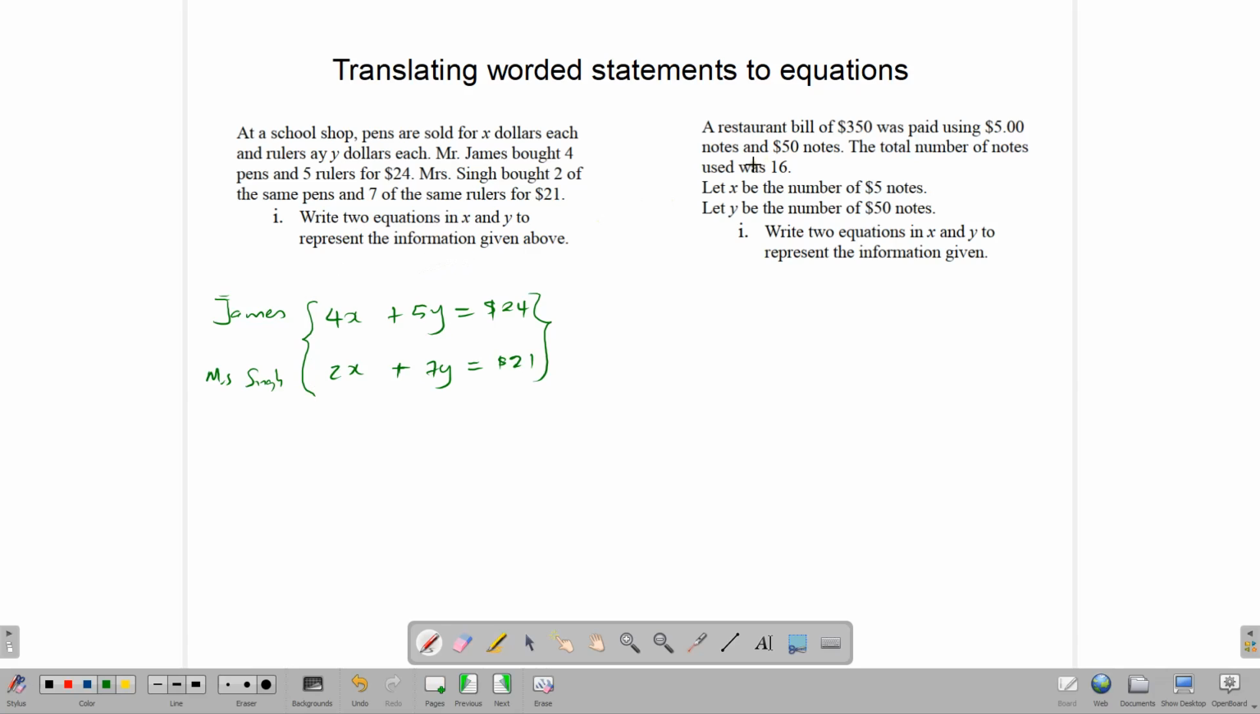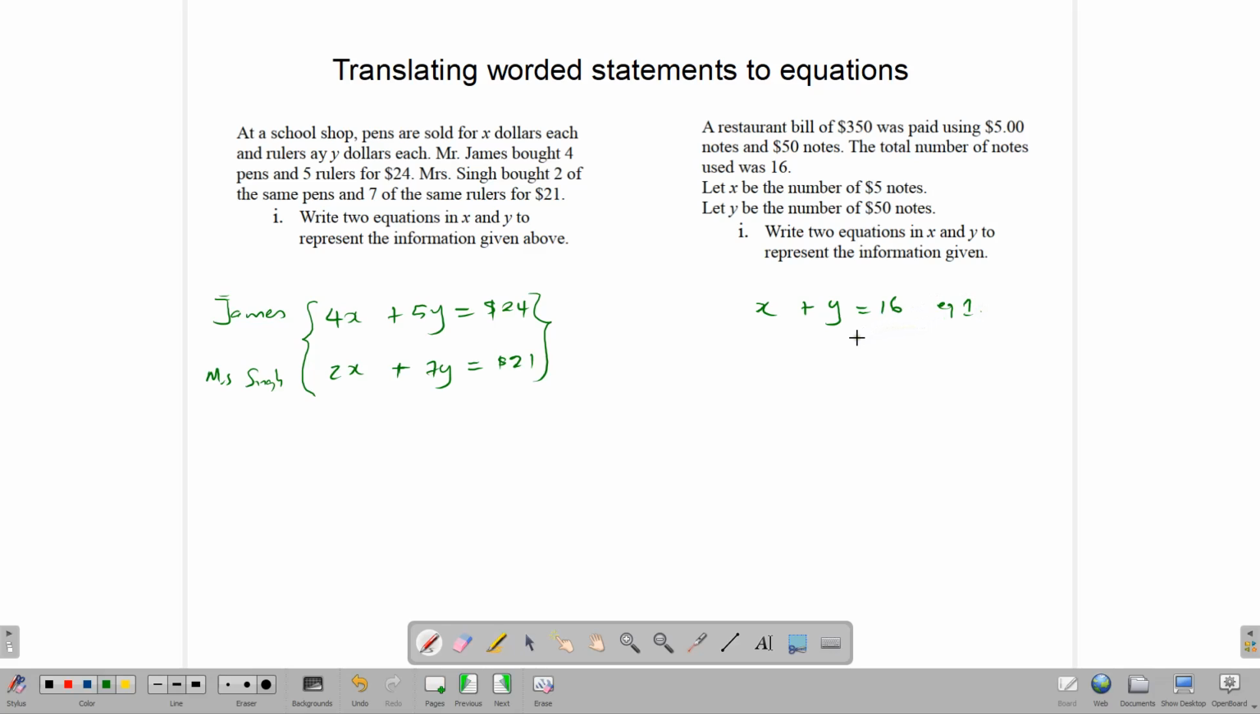Here's another one. A restaurant bill of $350 was paid using $5 notes and $50 notes. The total number of notes was 16. So let X be the number of $5 notes and Y be the number of $50 notes. Now what do we know? We know that 16 notes were used. So the number of $5 notes plus the number of $50 notes will give us 16. And here we have one equation.